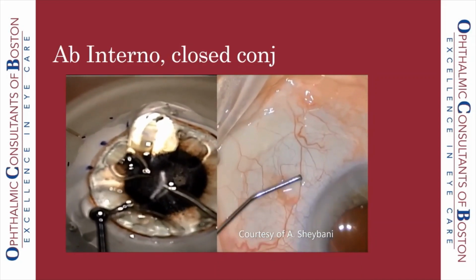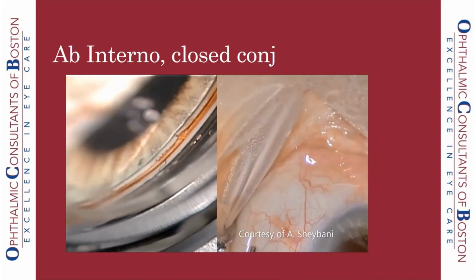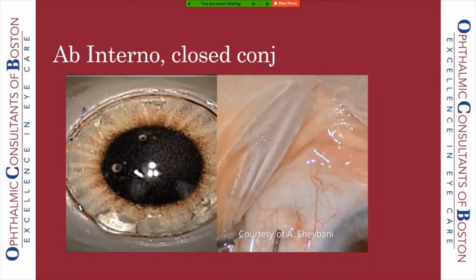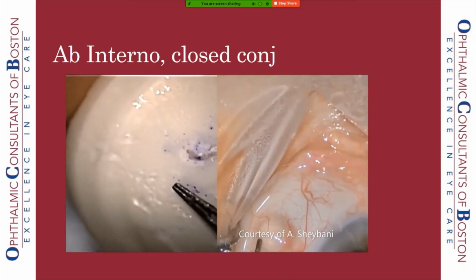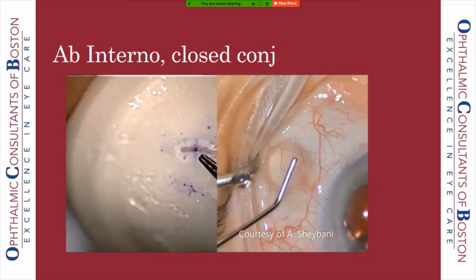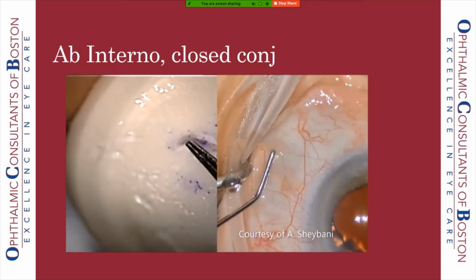And that's it. Visualizing with the gonio prism after implantation is important, and then irrigating the viscoelastic out of the eye and seeing a bleb form is the confirmation you need that you have outflow.